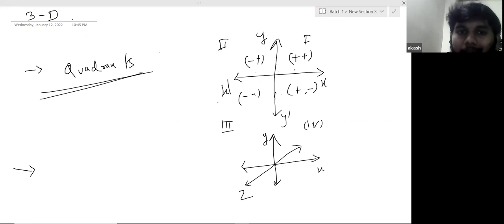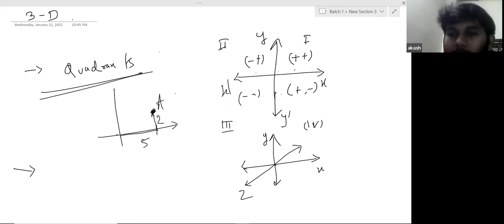See, we learned about coordinate geometry to locate things, right? If I ask you where this point is, you will say, if this is the coordinate axis, move in the positive x direction for 5 units, then the positive y direction 2 units, and you will reach point A. But as we know, we live in a 3D world, right?